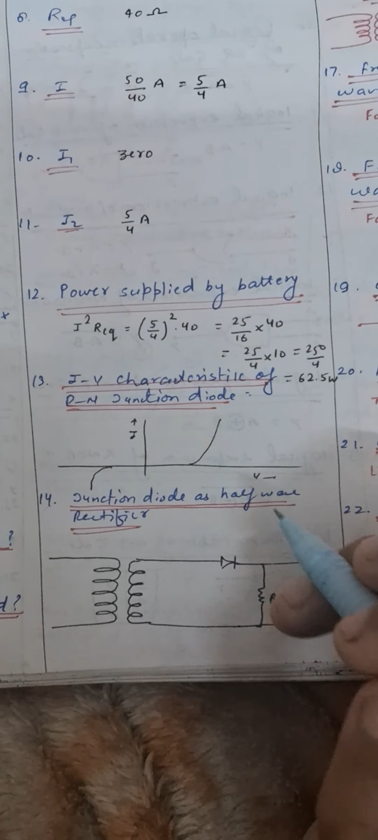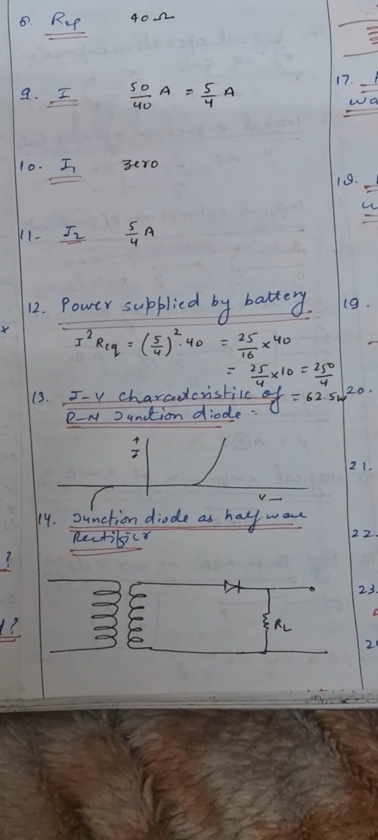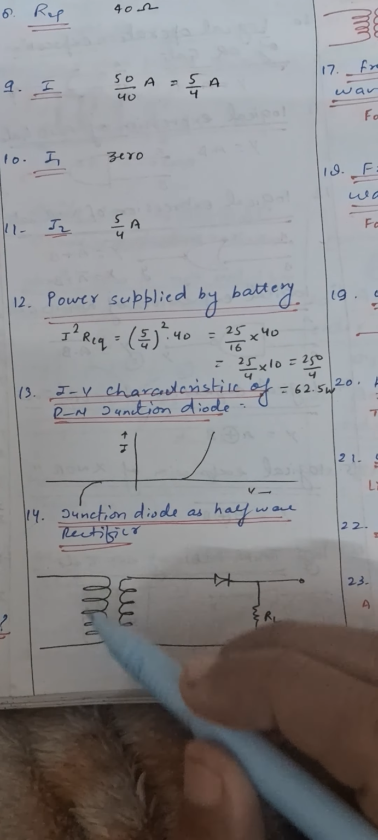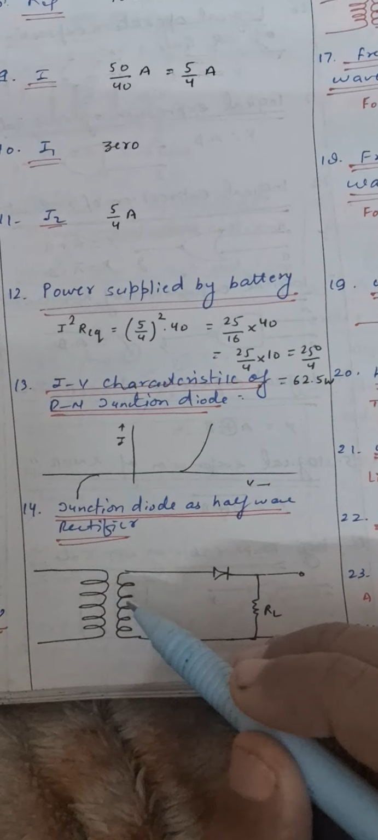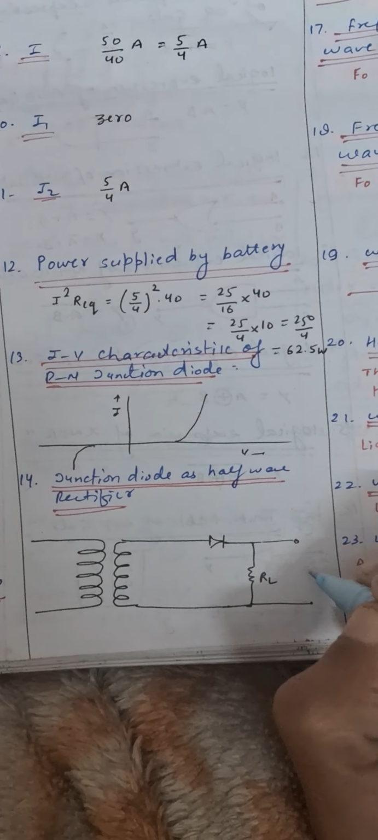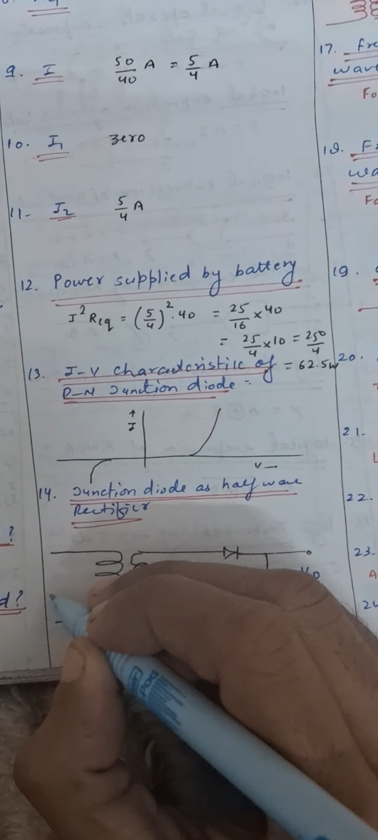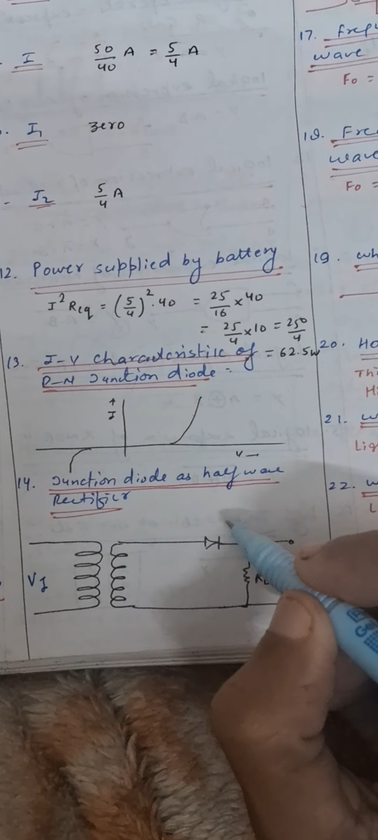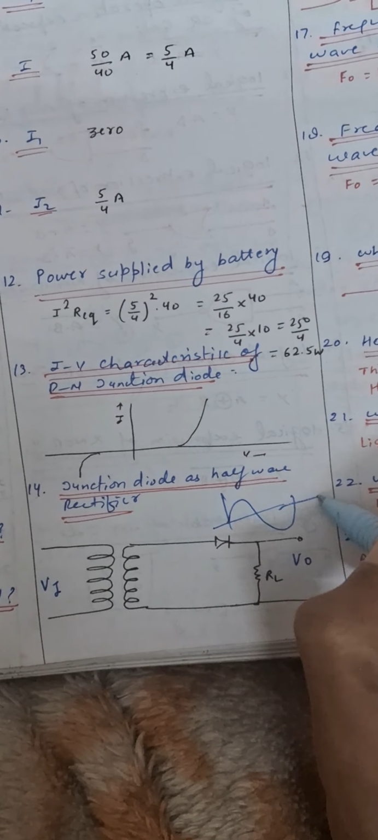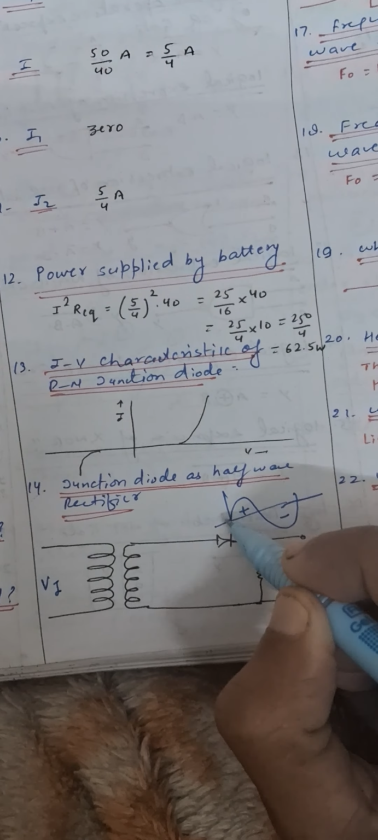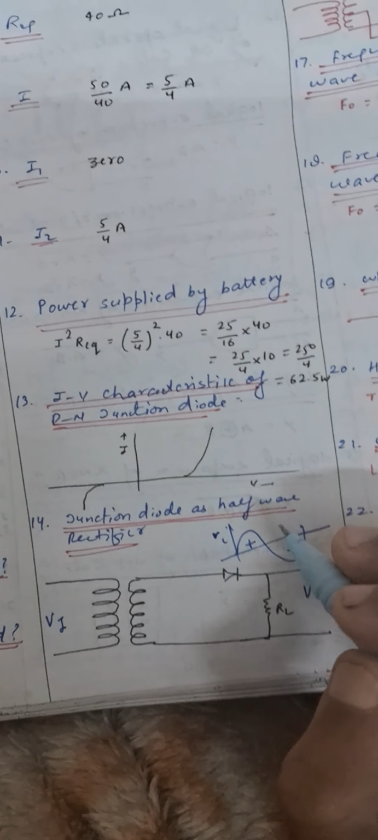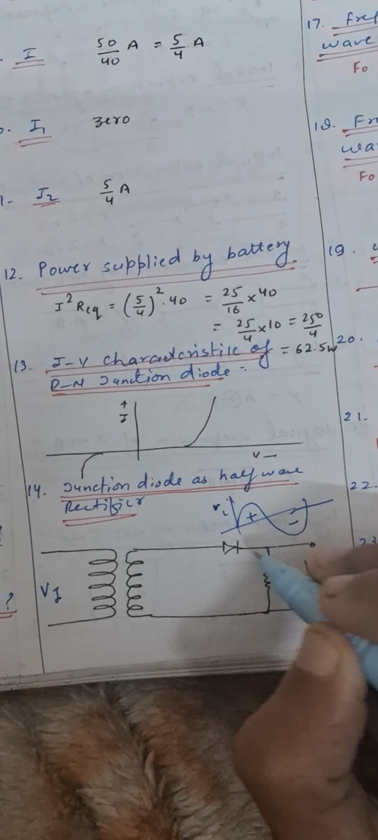Next is junction diode as a half wave rectifier. A half wave rectifier means a circuit which rectifies only half of the input. This is a transformer and it creates an input voltage which is positive during one cycle and negative during another cycle. Output we take over here and input is applied over here. If input is like this, we can see that during the first cycle input is positive. If input is positive, then the diode will be in forward bias, so it will conduct.